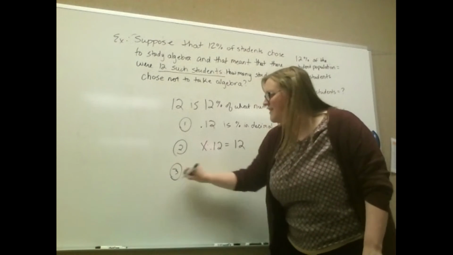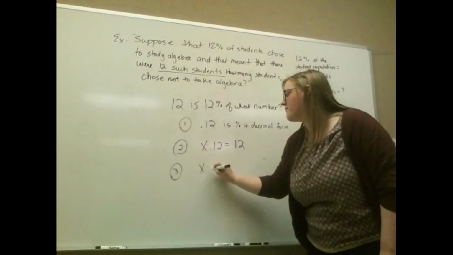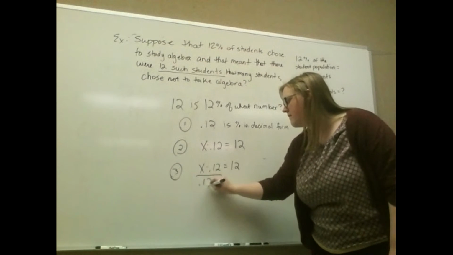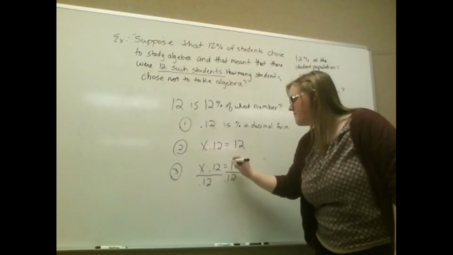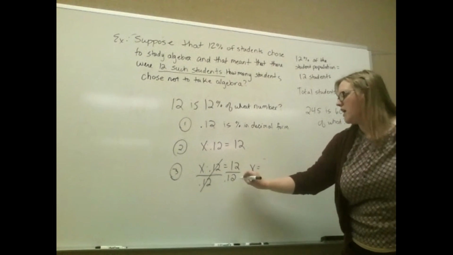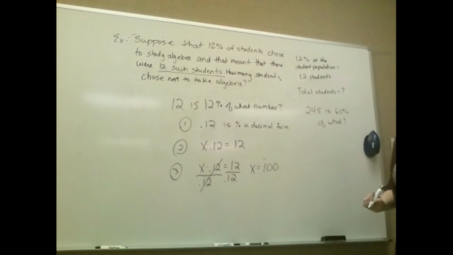All right. Now, Amanda, what should we do next? Divide both sides. Divide both sides by what? By 0.12. That one's going to cancel out. Exactly. So X equals 12 divided by 0.12, you can put that in your calculator. It comes out to be 100.